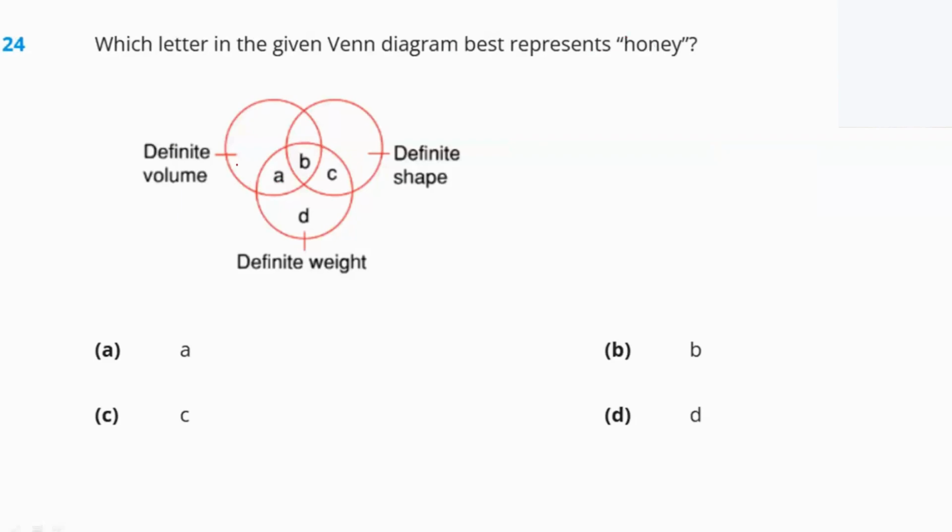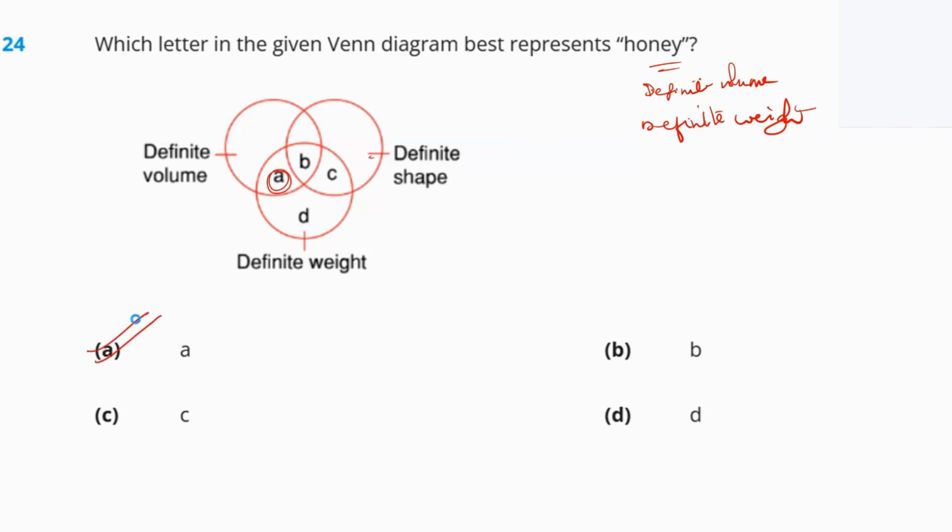So A has definite volume, C has definite shape, B has both definite shape and volume, and D has definite weight. So honey is what? Honey is liquid. Does it have shape? No. But does it have a fixed volume? Yes. So it has to be a definite volume, as well as a definite weight. Which out of A, B, C, D has definite volume and definite weight? It is the A substance. So option number A is going to be our right answer.